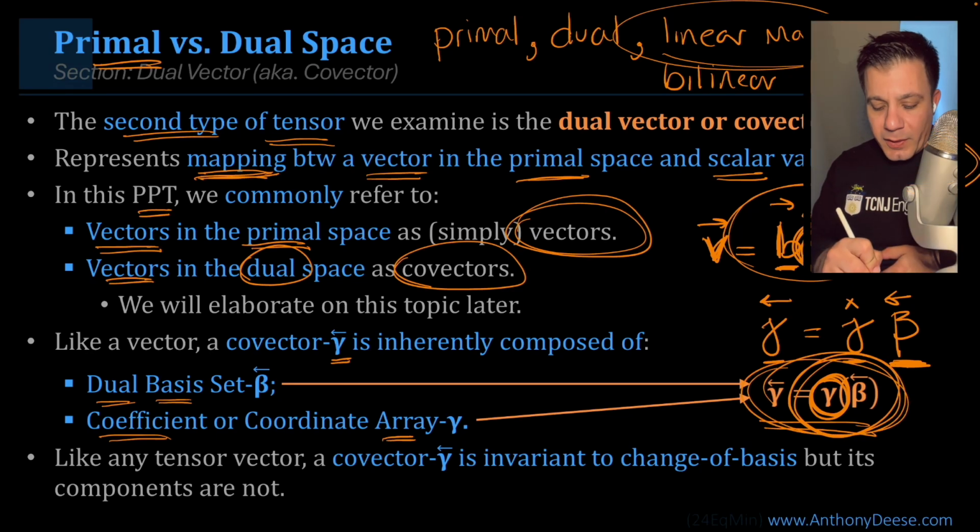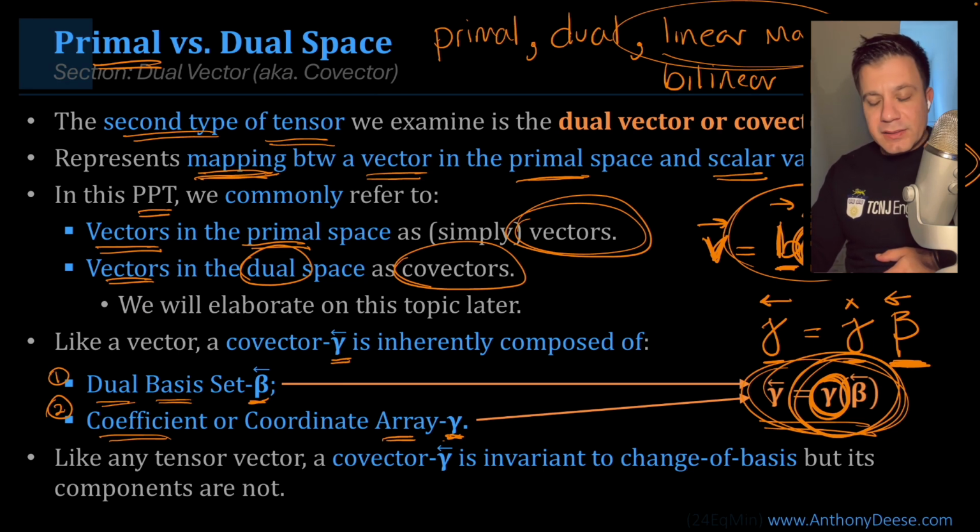Anyway, to quickly say again the most important part of this: the covector, like the primal vector, is composed of some basis set and some array of coordinates. And then we generate the covector as the weighted sum of those two. Like any tensor or vector, a covector gamma is invariant to change of basis, but its components are not. We don't really have to say this, because if we say that a tensor is invariant to change of basis, and then we say that a covector is a type of tensor, we know that that characteristic should transfer.